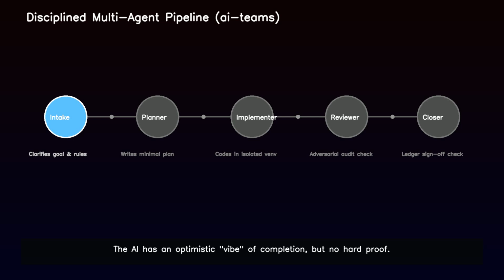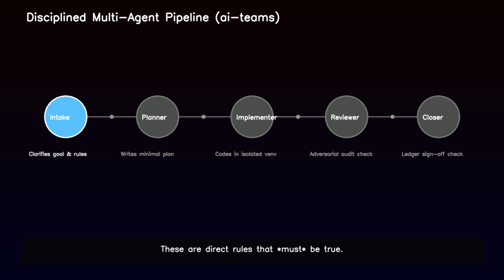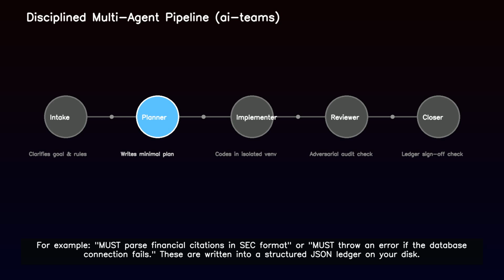ao-operator replaces this optimism with the obligation ledger. When you ingest an engineering spec or product brief, ao-operator parses it and extracts a hard list of obligations. These are direct rules that must be true. For example, must parse financial citations in SEC format or must throw an error if the database connection fails. These are written into a structured JSON ledger on your disk.